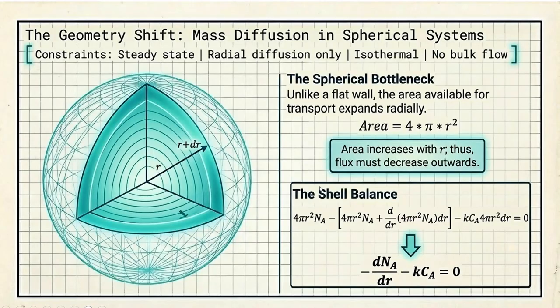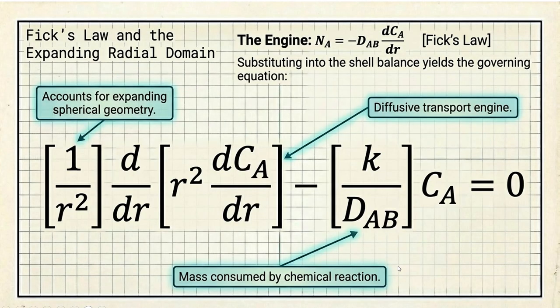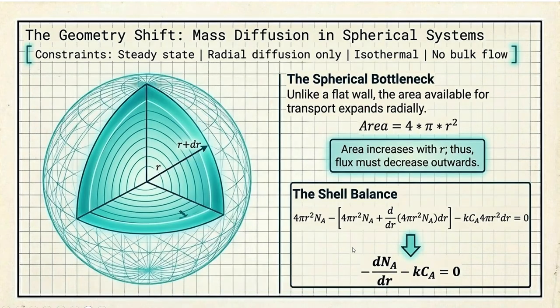Substituting Fick's law here, Na. So we know Fick's law says that Na is equal to minus DAB into dCA by dr. DAB is the diffusivity of A in B or B in A. dCA by dr, that is Fick's law. Now substituting that over here.